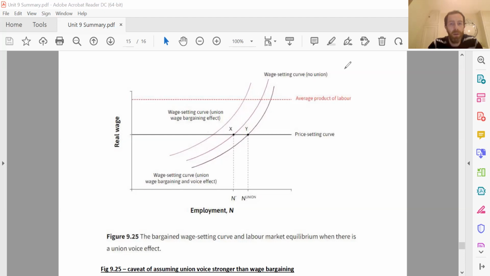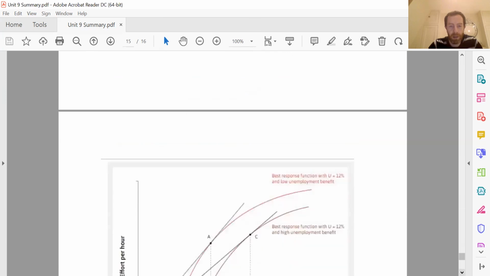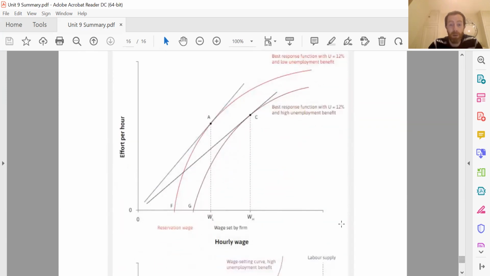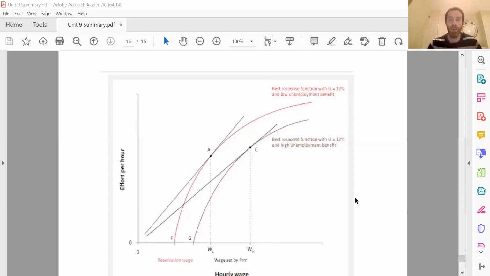So I think there's one final scenario to look at. Okay, so the last scenario to look at is the impact of different levels of unemployment benefit on the equilibrium in this model.